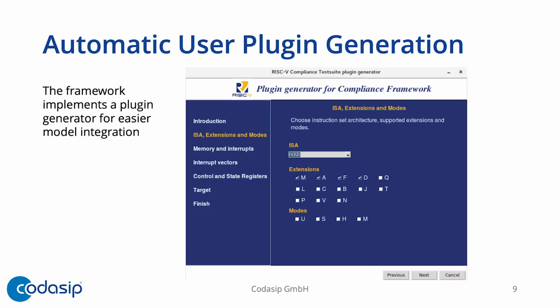At first, the user selects the ISA of his model, then he selects the extensions he supports and modes. The next step is he defines his memory map, and if he supports interrupts, what kind of interrupts he supports, control and state registers definition. And the last step is the target selection. You can think of the target as some template for a specific RISC-V model.